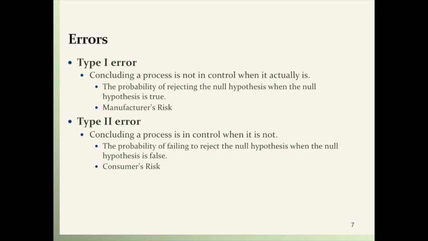The second is type 2 error. This is when you conclude a process is in control when it is not. So this is the probability of failing to reject the null hypothesis when the null hypothesis is false. That's another tongue twister that I have a hard time with. And this is the customer's risk. We'll talk more about the manufacturer's risk and the customer's risk. But the concept is, if you think it's broken when it's not, that's the manufacturer's risk. When you think it's good when it's broken, that's the customer's risk.